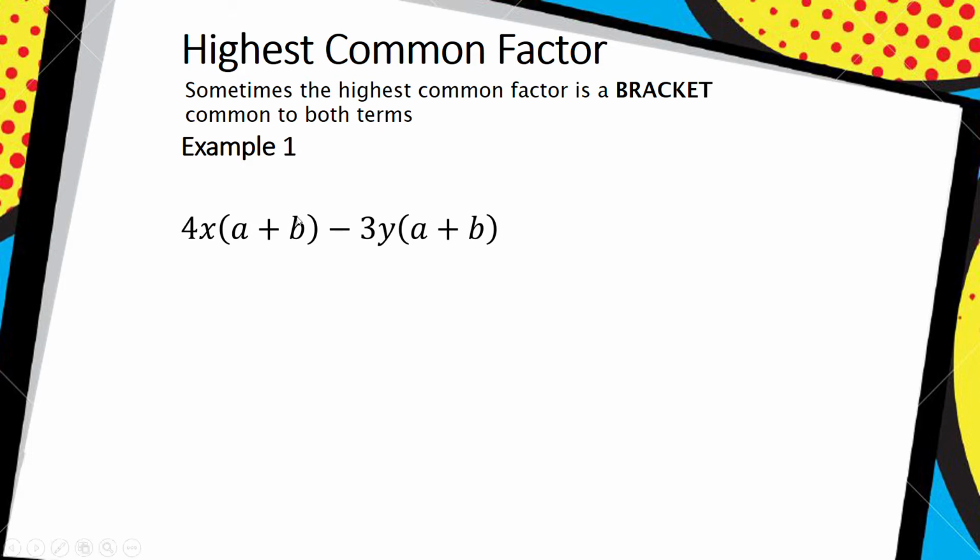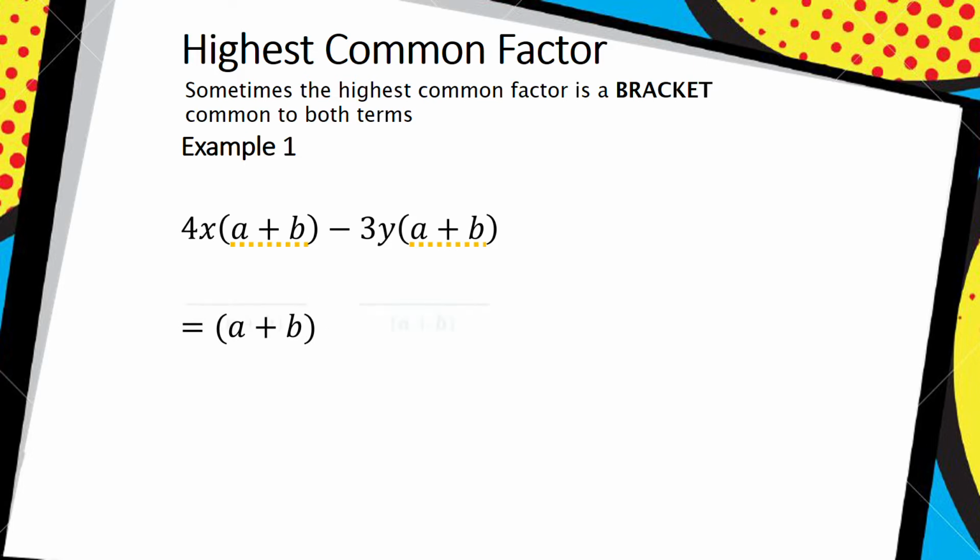So in this case here, I've got 4x(a + b) minus 3y(a + b). Okay, so the 4 and 3, there's no highest common factor there. There's no x's in both terms, and there's no y's in both terms. So I can clearly see that (a + b) is the only thing that's similar in these two terms. Okay, so that's going to be my highest common factor. So remember, you write equals and you write down what the factor is. So I've got equals (a + b), make sure it's in brackets.